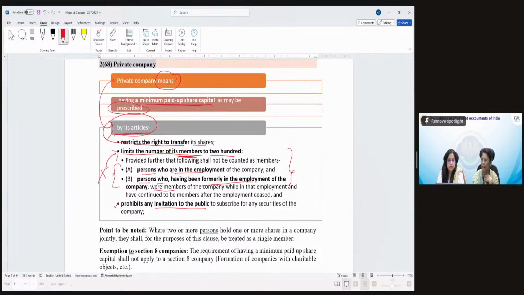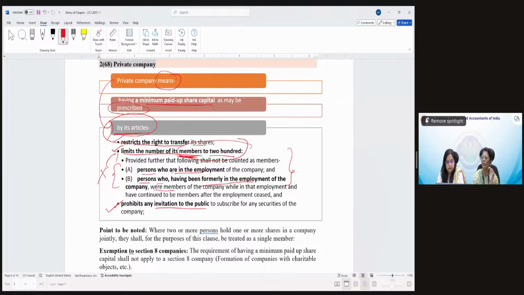So they cannot invite the public with respect to securities or shares. If these three conditions are specified in the articles, then such a company will be said to be a private company.